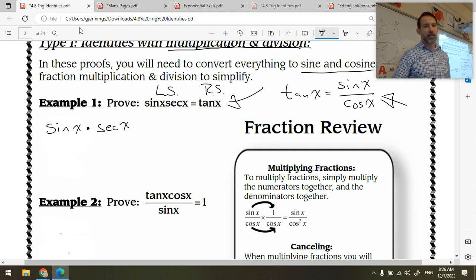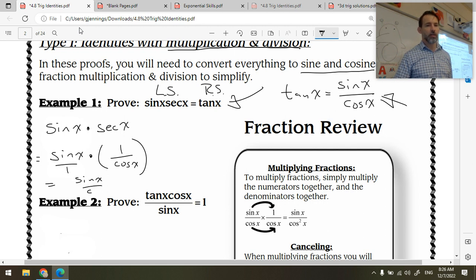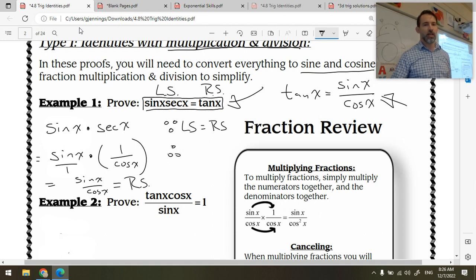Well, secant doesn't have a co, so it's 1 over cosine. So sine x multiplied by 1 over cosine x. Oh, and that would just be equal to, we multiply top times top over bottom times bottom, so that's equal to sine x over cosine x. And then we can say, well, that equals the right side. And then you have this sort of statement, since the left side equals the right side, therefore, and then you can recopy your identity. Therefore, sine x times secant x equals tan x.